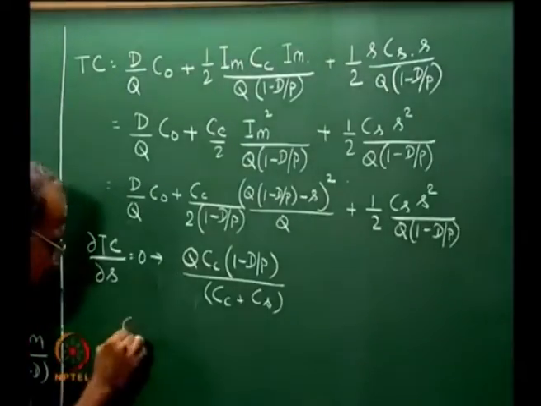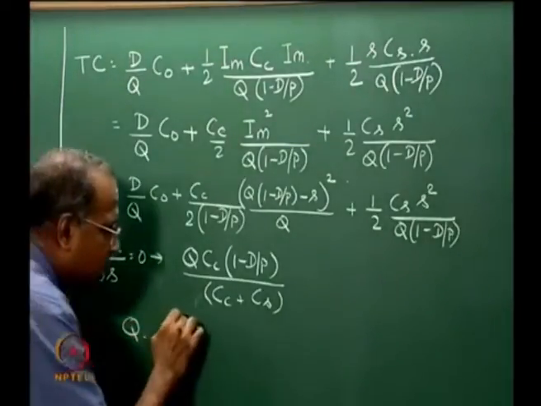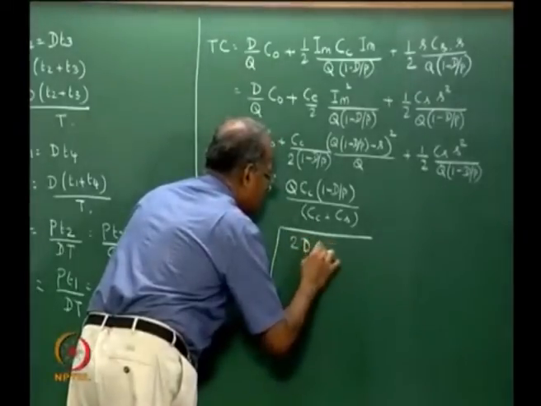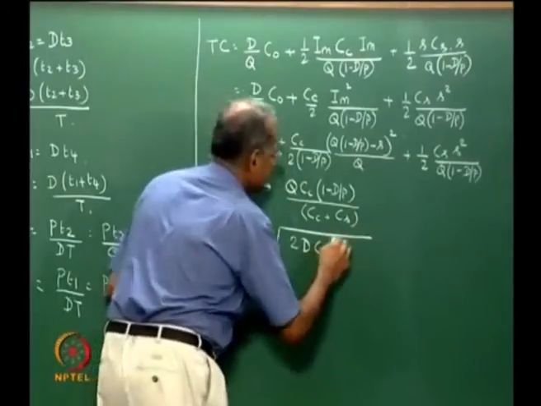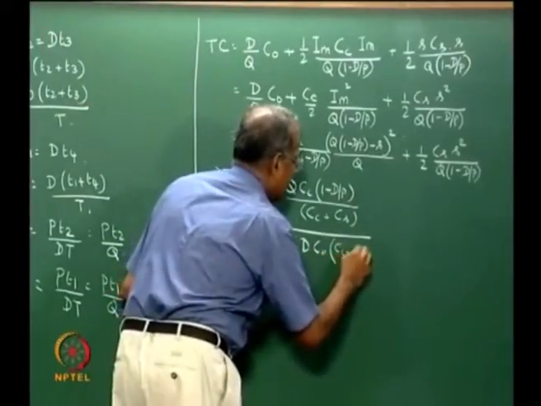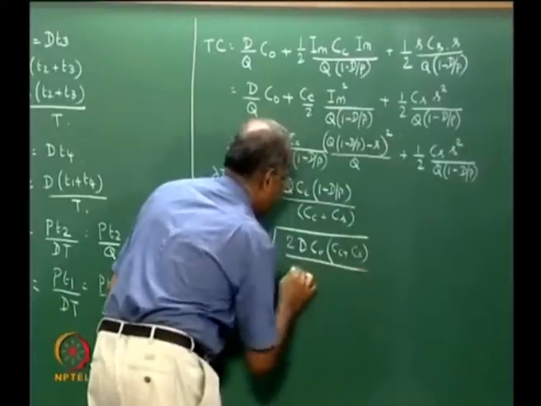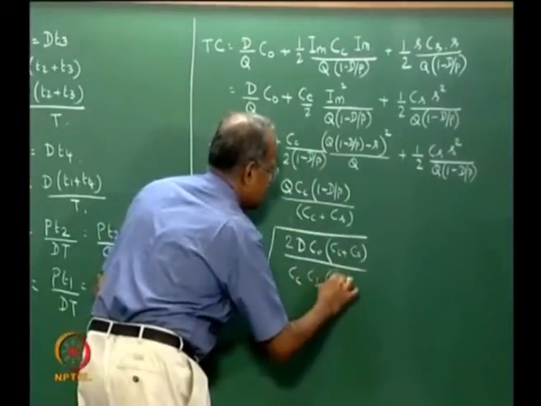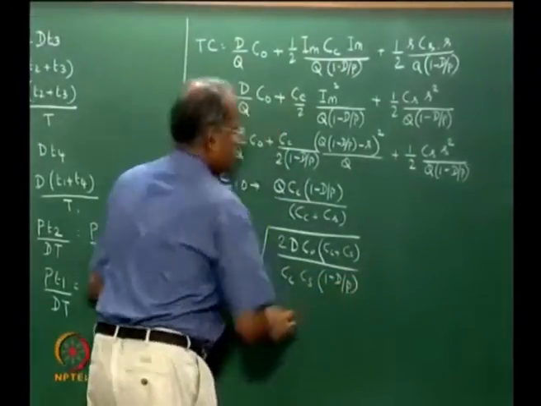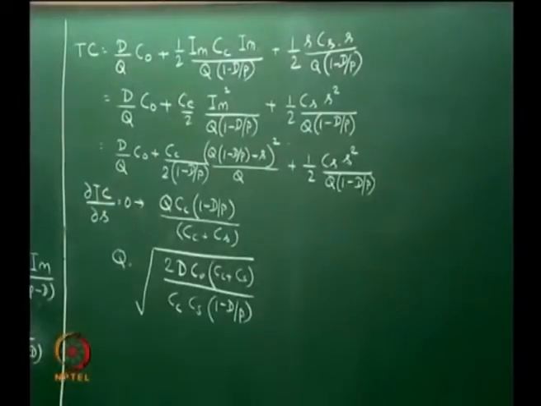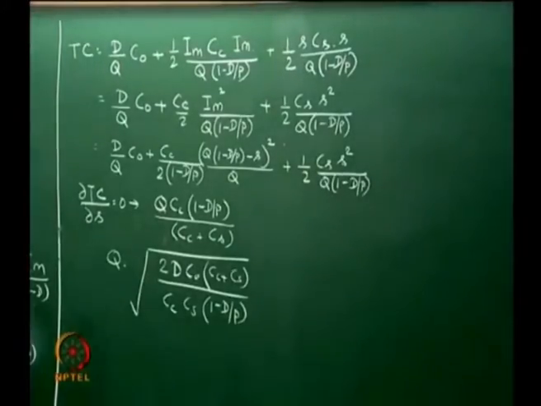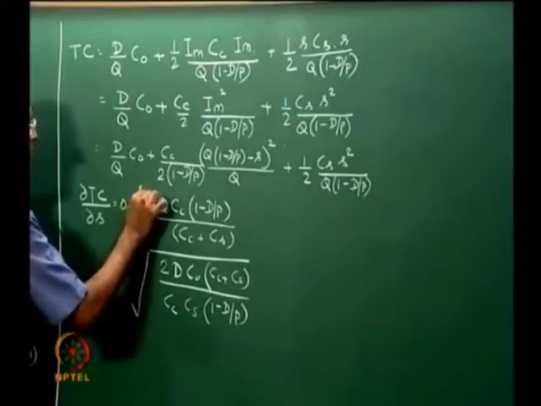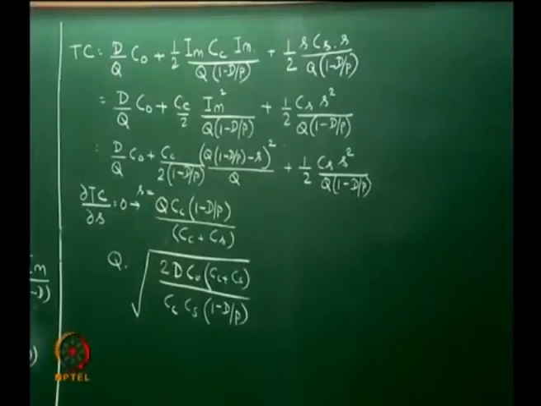We will finally get q is equal to root over 2 d C naught into (Cc plus Cs) by (Cc Cs) into 1 minus d by p. So, this will be the final expression for q as well as for s. This will give s is equal to q Cc into 1 minus d by p divided by (Cc plus Cs).